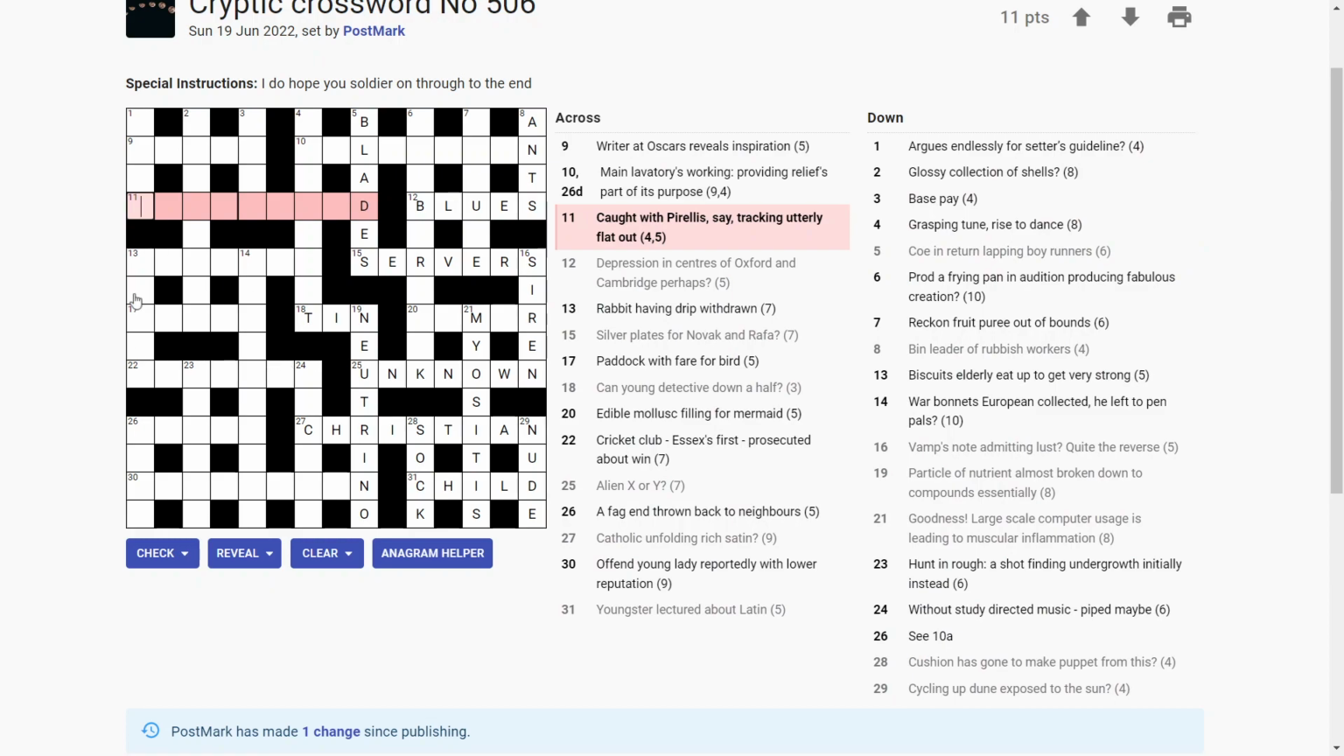Okay. What's out court with Pirelli say? Tracking utterly flat out. Yeah, so flat out is going to be tired, isn't it? And Pirelli's are tyres. Say means sounds like. Tracking. Don't know.